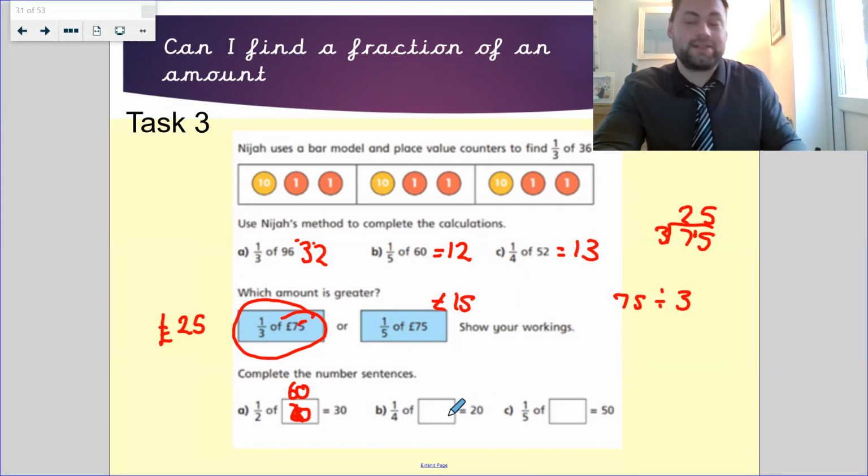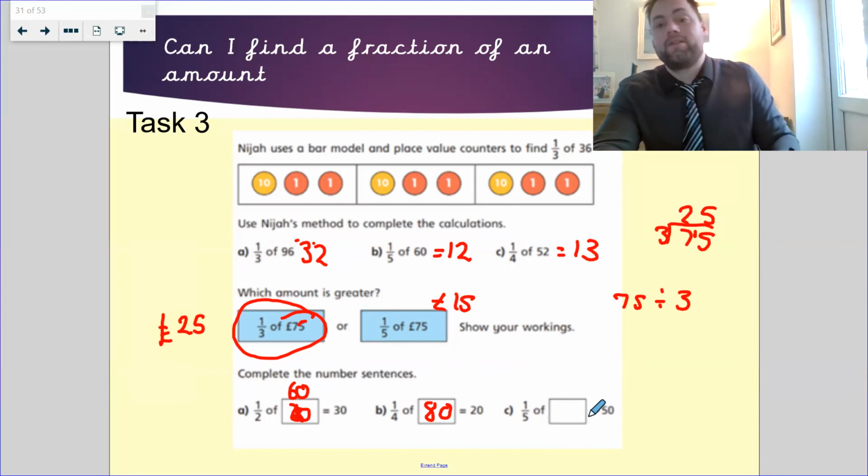Here we've had to find 1/4 of 20 and our answer has given us 20. So let's times 20 by 4 and we get 80. Because 80 divided by 4 is 20. Now 1/5 of a number gives us 50. What have we divided? So we multiply these two numbers together. 50 multiplied by 5 is 250. So 250 divided by 5 will give you 50.